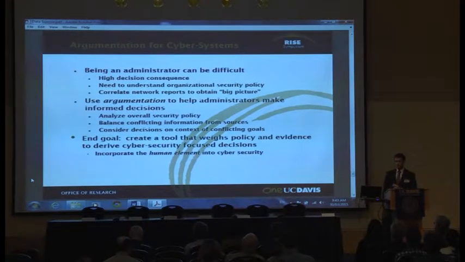And the last thing I'm going to talk about, integrating off of this, is the idea of using argumentation logic for cyber systems. And the basic idea is to use a framework that better explains cyber reasoning to make security more accessible to the general population.